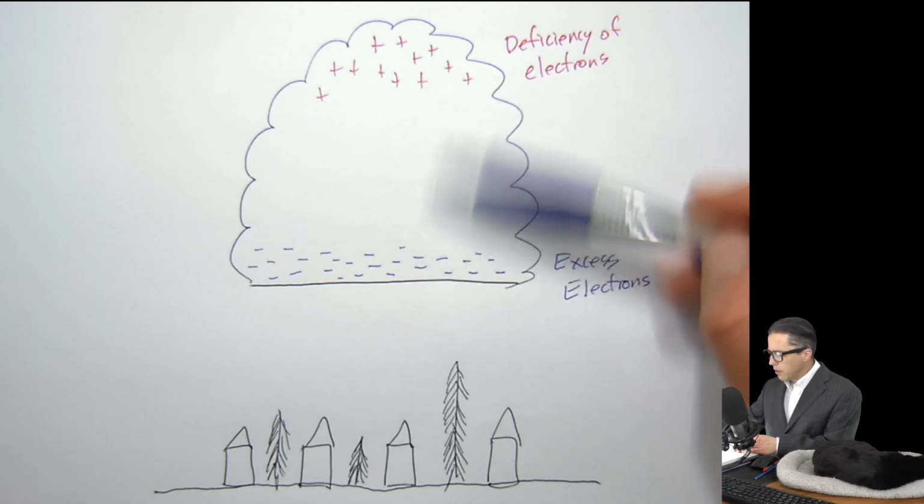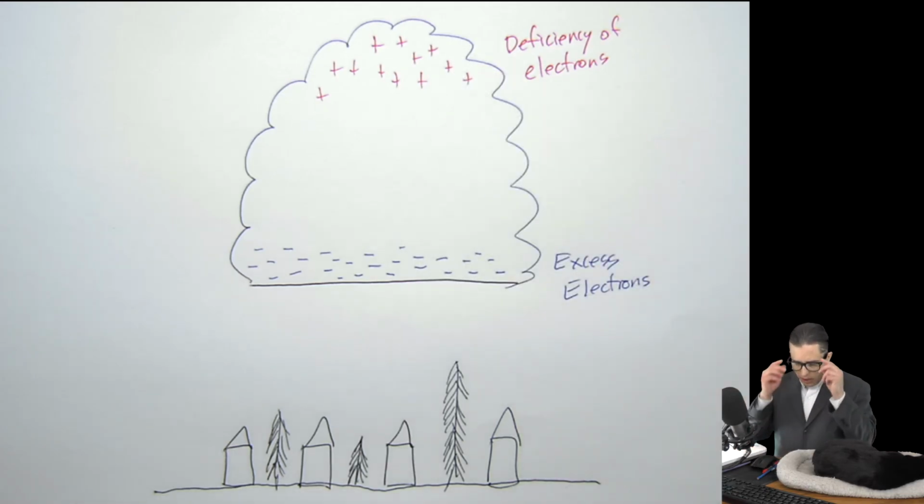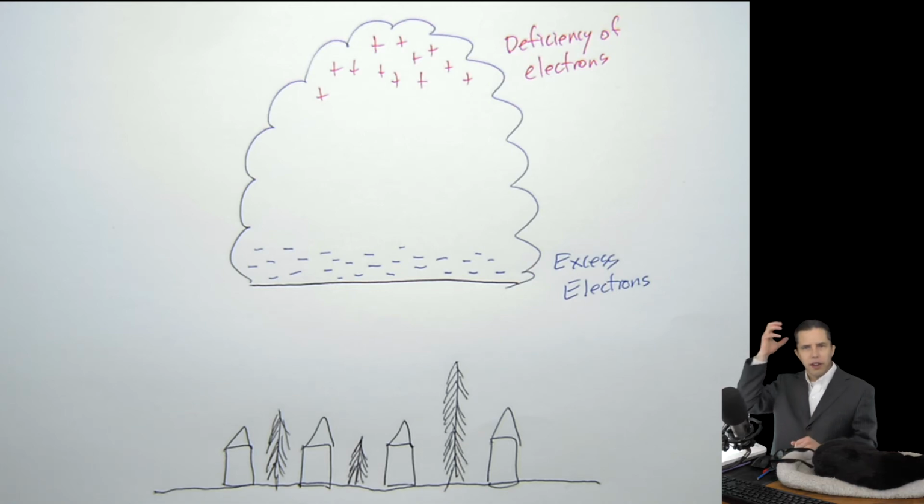Now, what would cause this? If you've ever taken a balloon and rubbed it on your hair and it sticks to the wall, what you've done there is the motion of you rubbing it on your hair moves electrons from one spot to another spot, and then it gets a static charge.